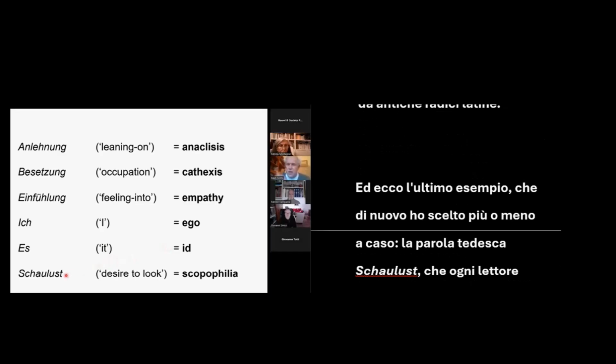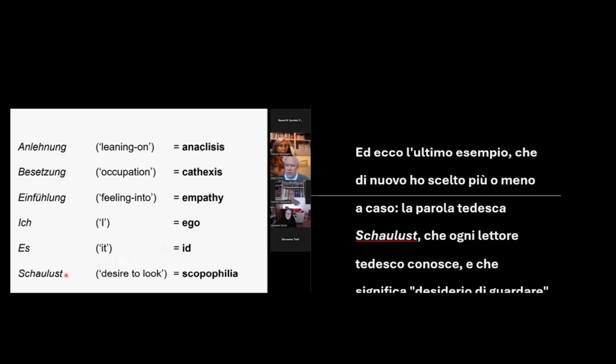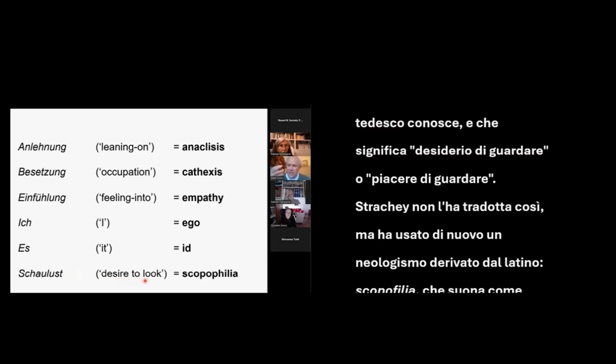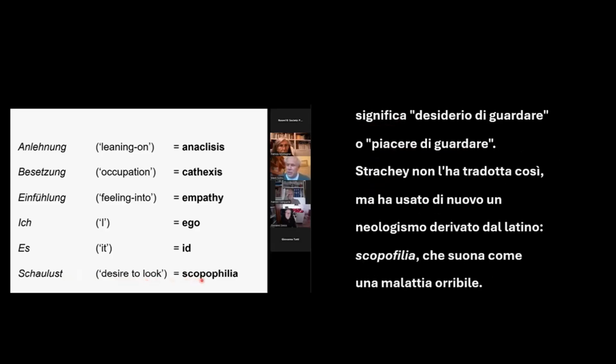And here is the last example, which again I've just chosen more or less randomly. The German word Schaulust, which every reader of German will know, means desire to look or pleasure in looking. Strachey didn't translate it like that. Instead, he used, again, a neologism derived from Latin, scopophilia, which sounds like a horrible disease.